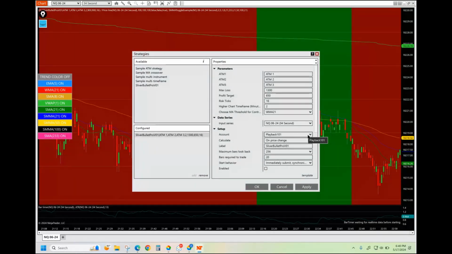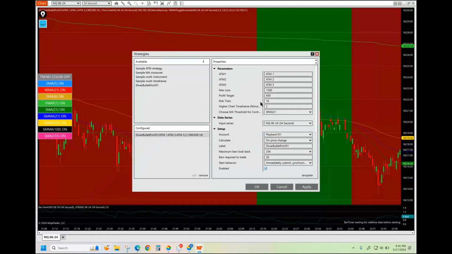Playback, I must make sure that the right account is selected. So playback is the only account, so it's selected by default. Sometimes we are in sim mode, or we are in some funding account, so that time we must select the account that we want to trade. So only that account will trade, and then enabled.